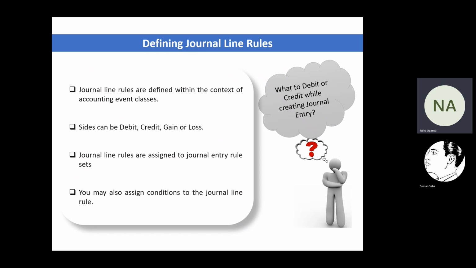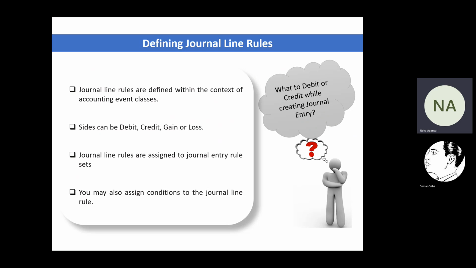General line rules are of very much importance because they tell us what needs to be debited and what needs to be credited while creating the general entry. General line rules are defined within the context of the accounting event classes. The sides can be debit, credit, or gain or loss. General line rules are assigned to the general entry rule sets, and here also we can have conditions assigned to a general line rule.